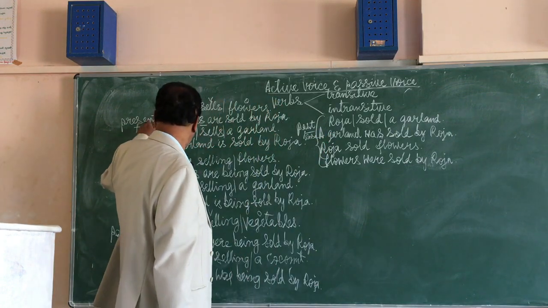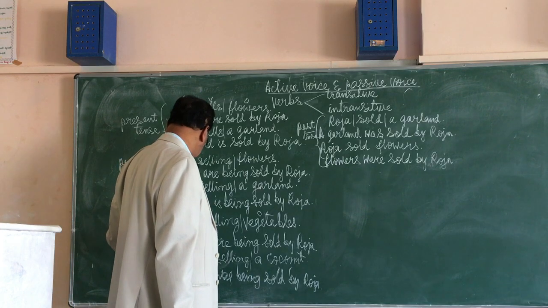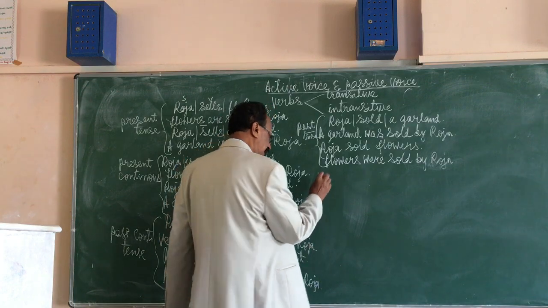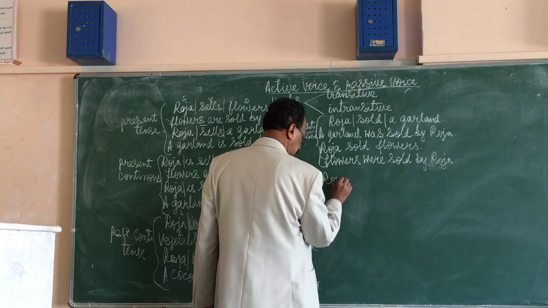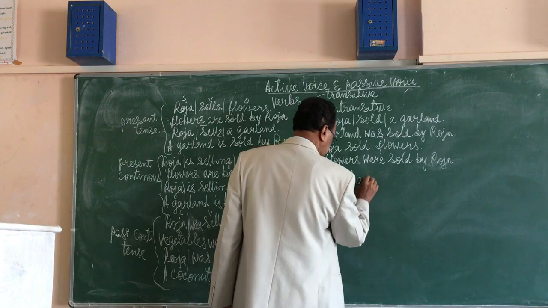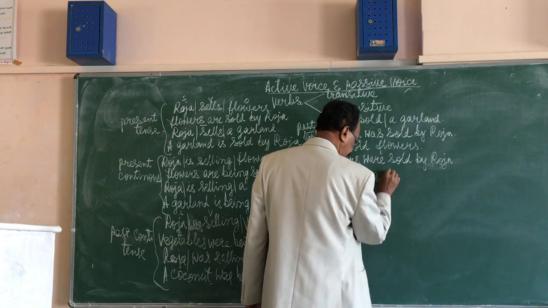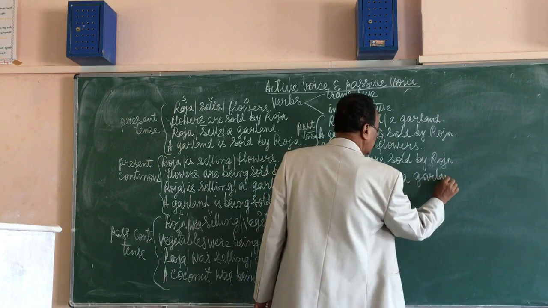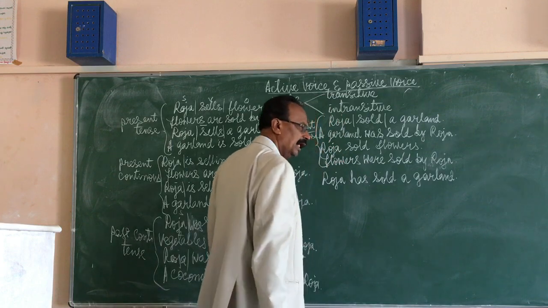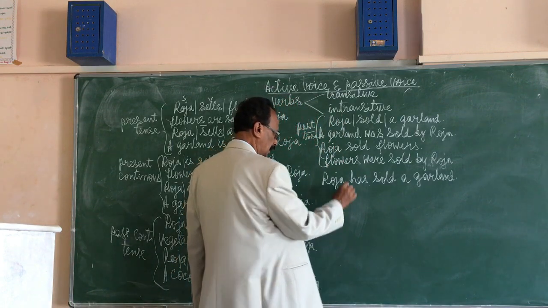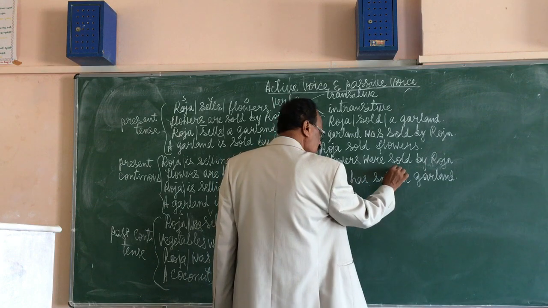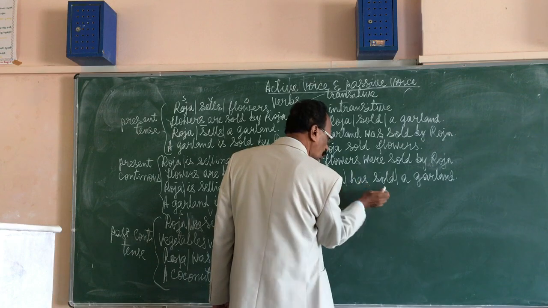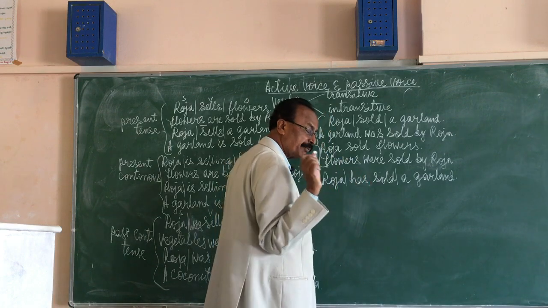So present tense, present continuous tense, past continuous tense, past tense. Now come to the perfect use. Look at this one. Rohita has sold a garland. Rohita is the subject. Has sold is the verb, and a garland is the object. Here it is has sold, so it is called the present perfect tense.